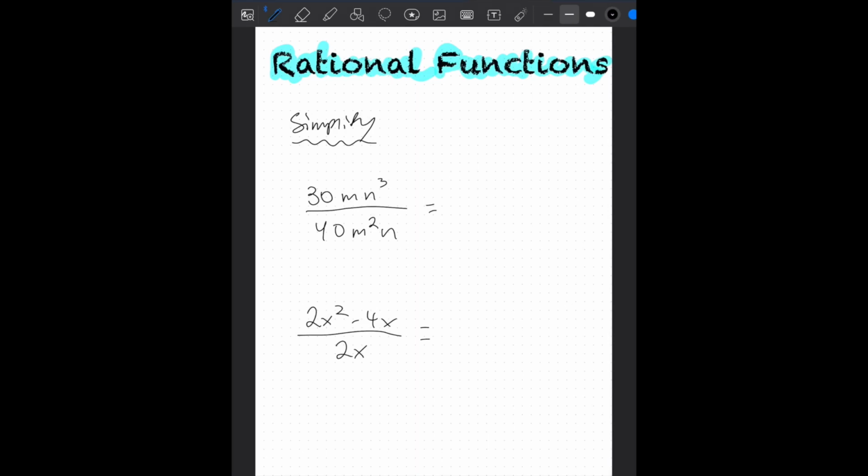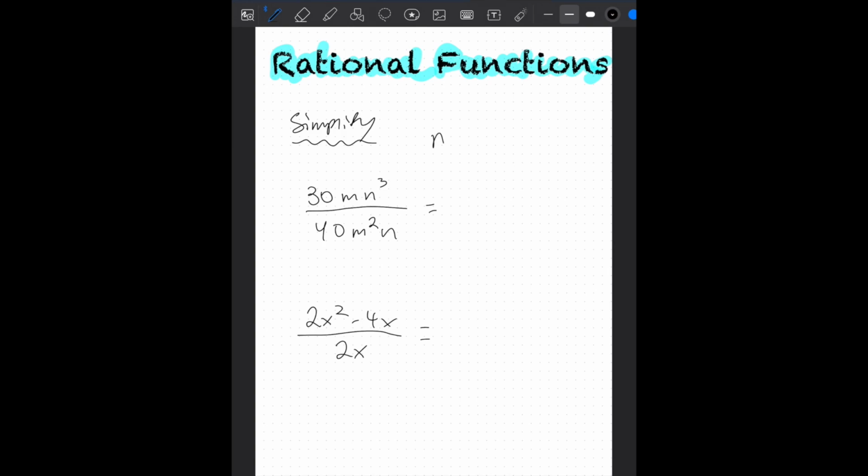Alright everybody, today let's talk a little bit about rational functions, multiplication and division with them, and some simplification. So the first thing we're going to do is start off by doing the first example, where we have 30m and 3, 40m squared n.